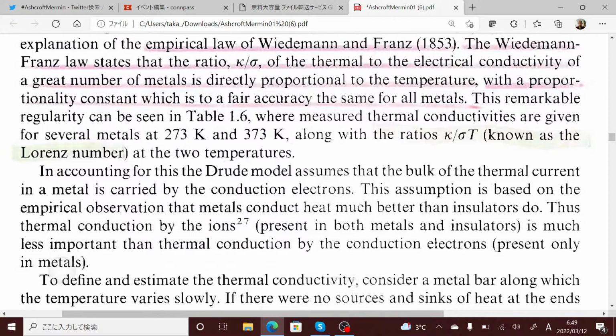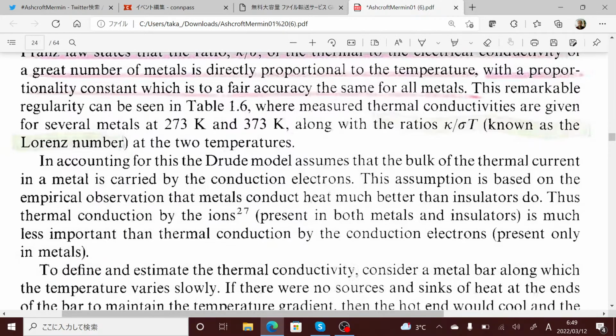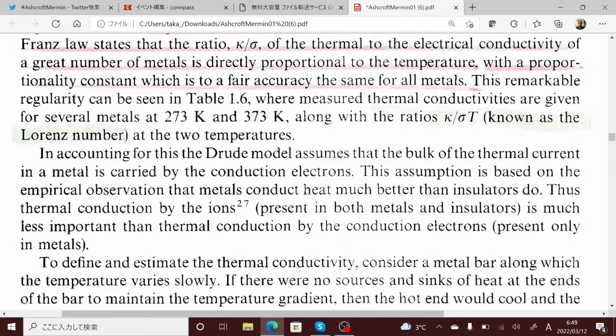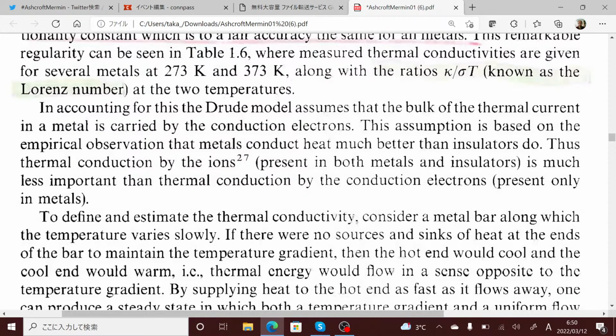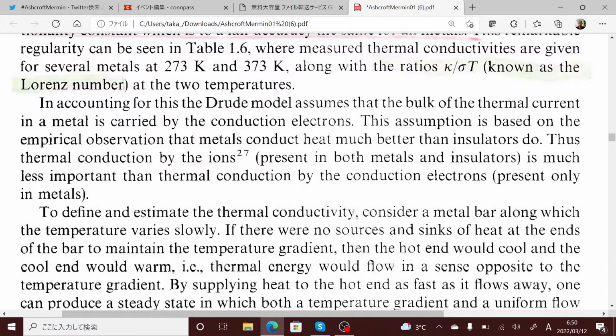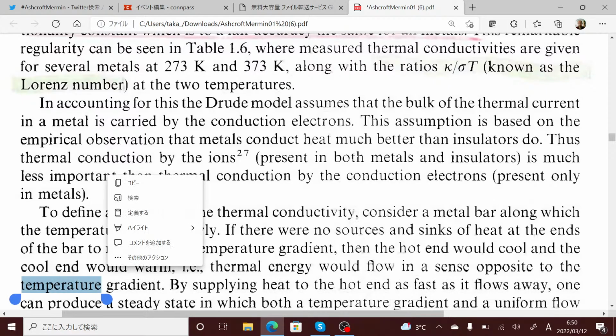This remarkable regularity can be seen in table 1.6, where measured thermal conductivities are given for several metals at 273 K and 373 K, along with the ratio kappa divided by sigma T, known as the Lorentz number, at two temperatures.